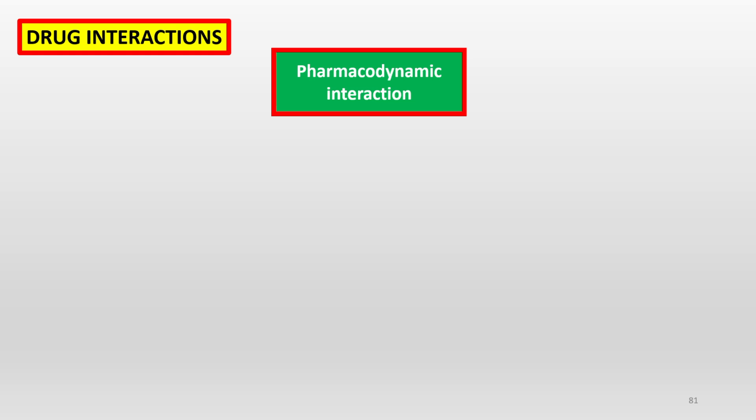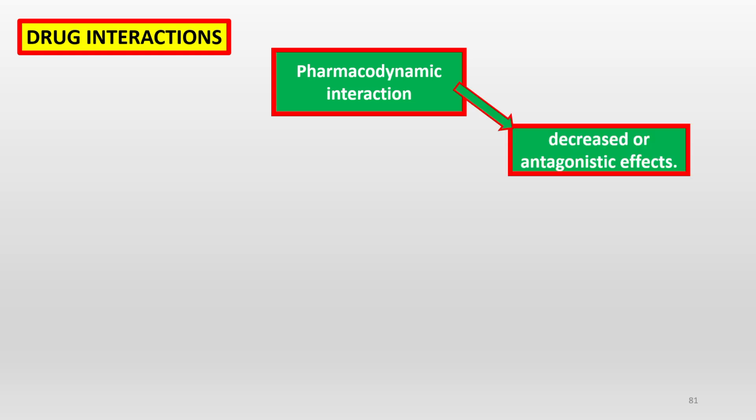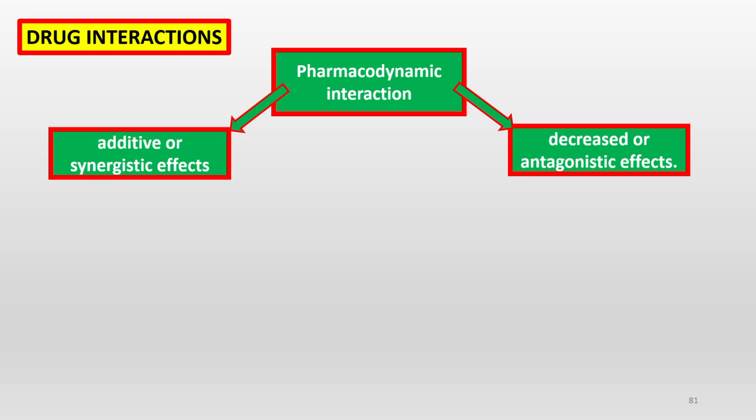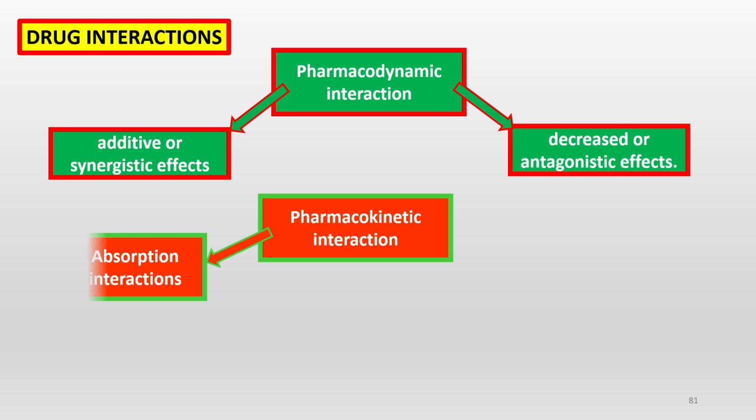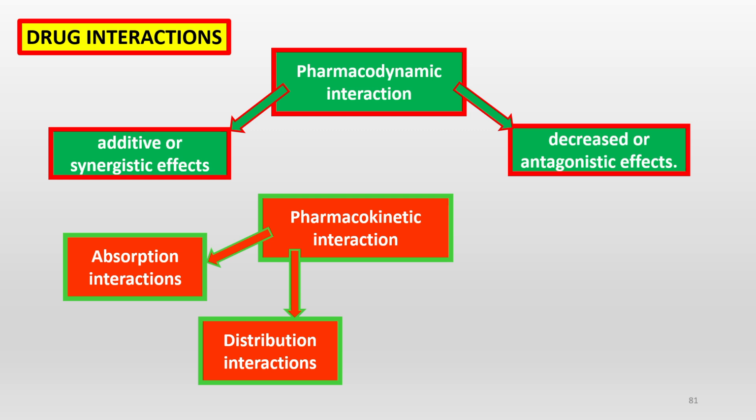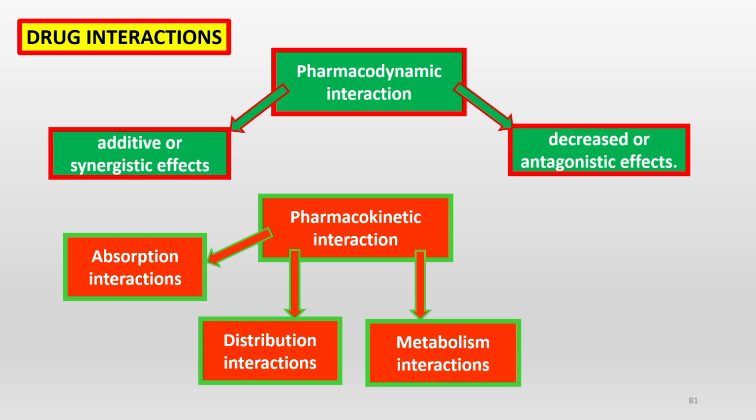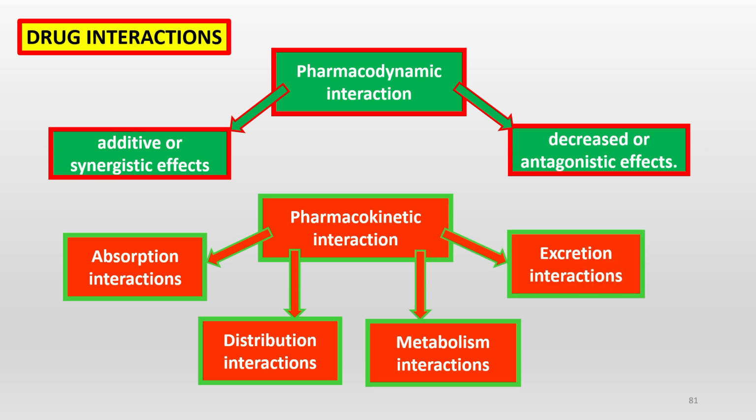So drug interaction can also be classified or divided into pharmacodynamic interaction, in which you can see decreased or antagonistic effect sometimes. You can see additive or synergistic effect, doubling the effect, reducing the effect or increasing the effect; that is pharmacodynamic interaction. Pharmacokinetic interaction: starting from absorption interaction, you can see distribution interaction second, next metabolism interaction, and finally excretion interaction.